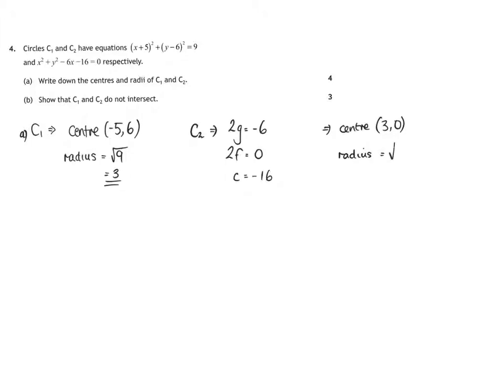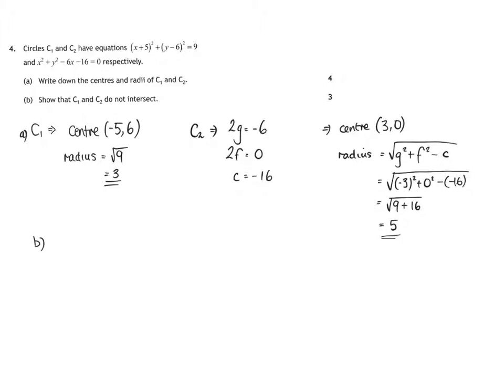is equal to the square root of g squared plus f squared minus c. So that means we're going to have the square root of minus 3 squared plus 0 squared minus 16, which gives us the square root of 9 plus 16, which is 5, because 9 plus 16 is 25, and when we square root that we get 5. So that is part A of that question done.